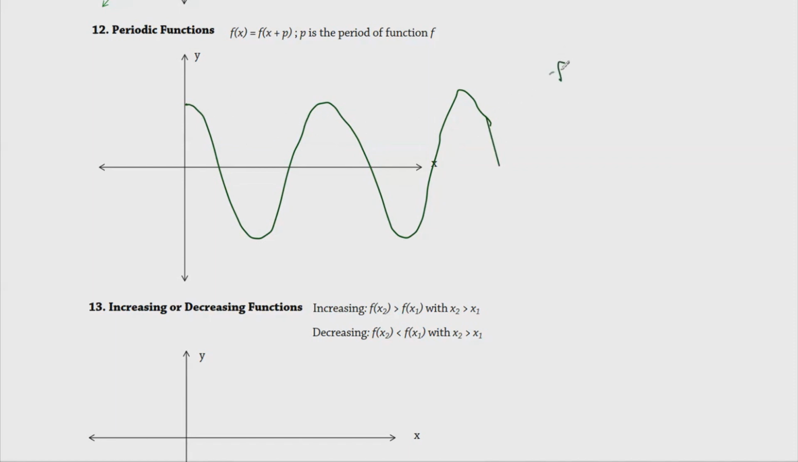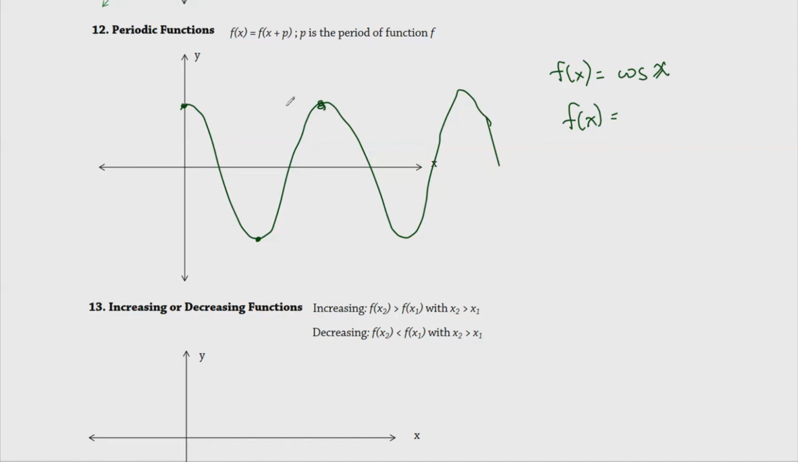So let's say for example I have f of x equals cosine of x. A periodic function is something that repeats whenever you've obtained a certain value of p. And we call this the period of that function. How do we get that certain period?